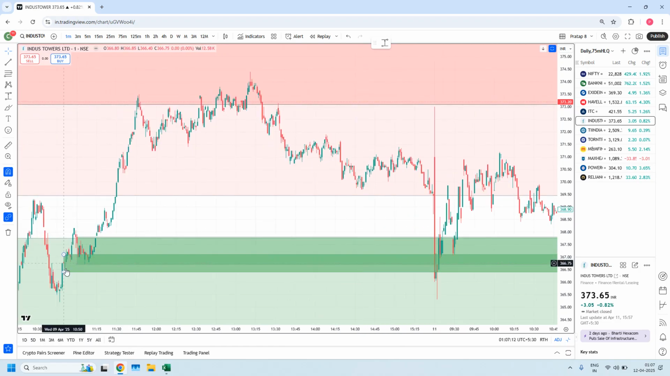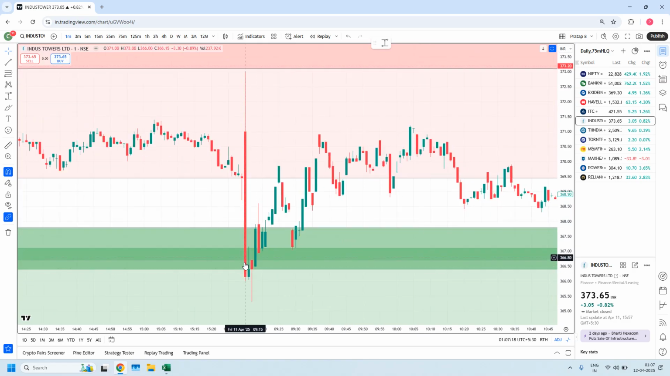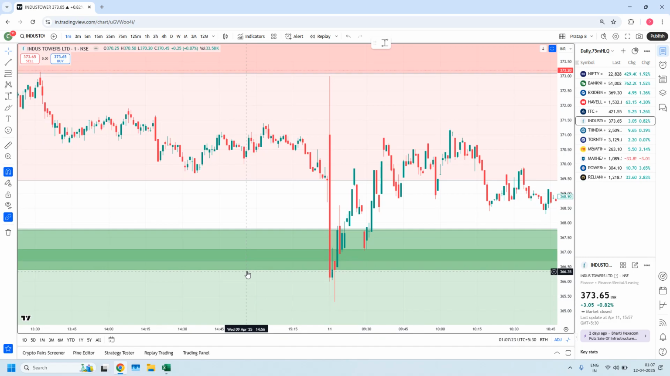Maybe institutions might have cancelled all their order flows from this zone. That's why it easily went down. Why did they cancel? There could be their own reasons. We can't comment on that. So that's why we are avoiding trades in the 9:15 candle.